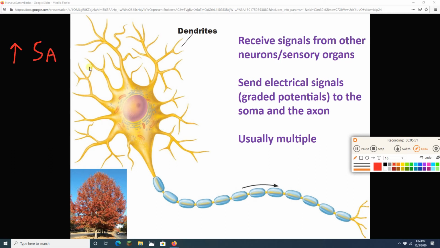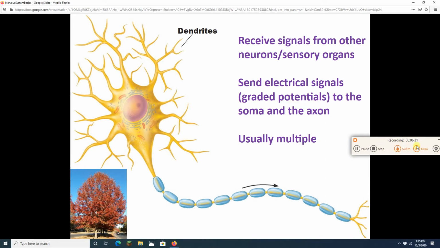In my neuron, if I have more surface area, I can get more signals, I can get more information, and that is good. Now, the dendrites are going to send electrical signals. Let's say this dendrite was stimulated right here. An electrical signal would travel down the dendrite to the cell body and onward to the axon. The dendrites use a kind of electrical signal called the graded potential. We'll find them in the somata as well, but we find them in the dendrites too. More on those electrical signals later.